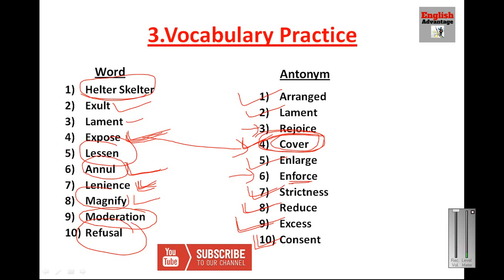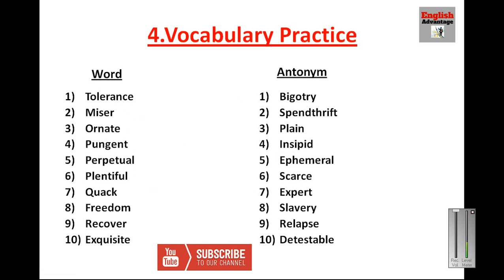Now let us look at the next set of important words. Tolerance. This word is nowadays very prevalent in India. Tolerance means to accept something, to approve of something. At the same time, bigotry means to disapprove of everything and approve only your own religion. Bigotry means you are very adamant, you are not accepting any other religion. So the opposite of tolerance will be bigotry. Miser means you hate spending money, you do not like to spend money.